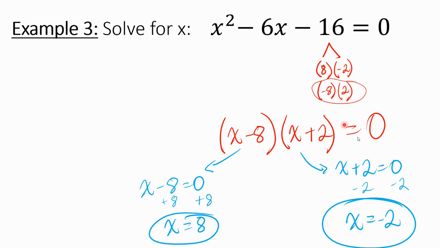We kept our equals 0 there, hopefully. And then once you got to this point, you could split it into your two equations. So maybe x minus 8 equals 0. Okay, solve for x, you get x equals 8. Maybe x plus 2 equals 0. So solving for x, you're subtracting 2 from both sides. You get x equals -2.